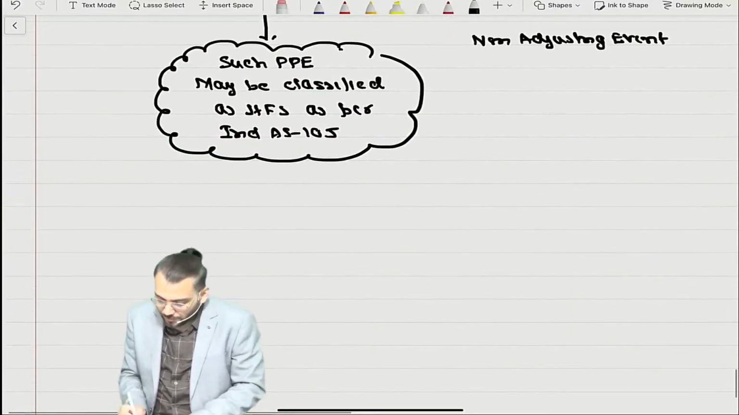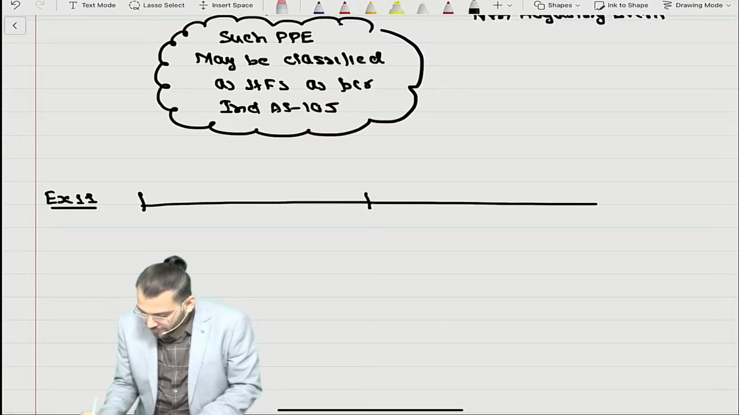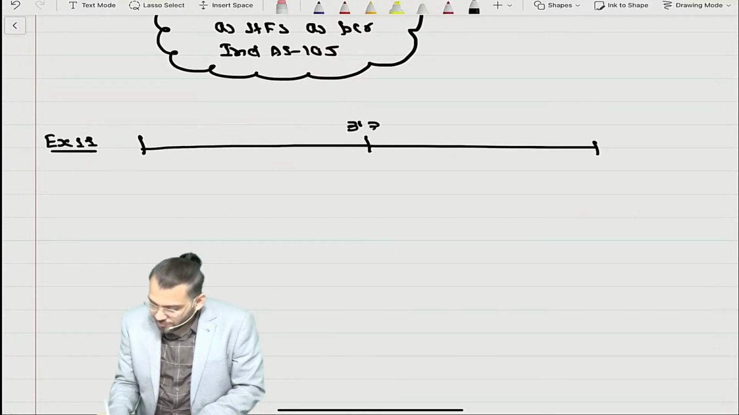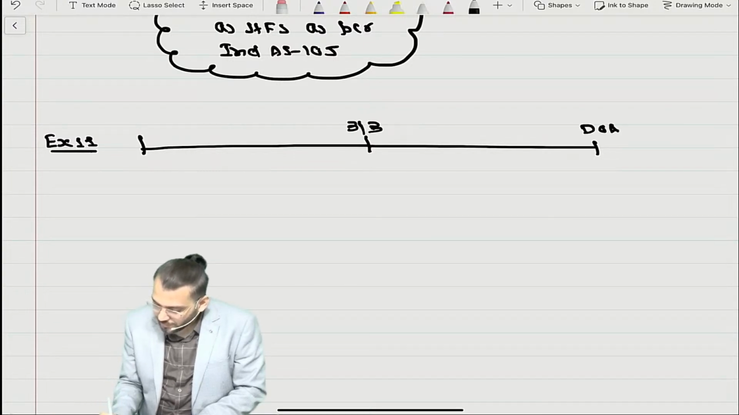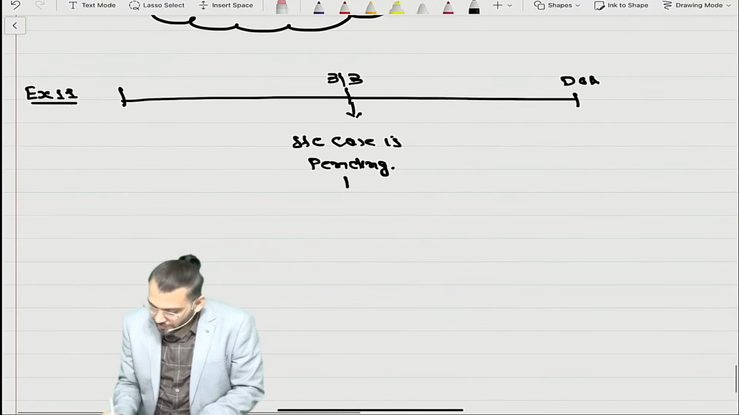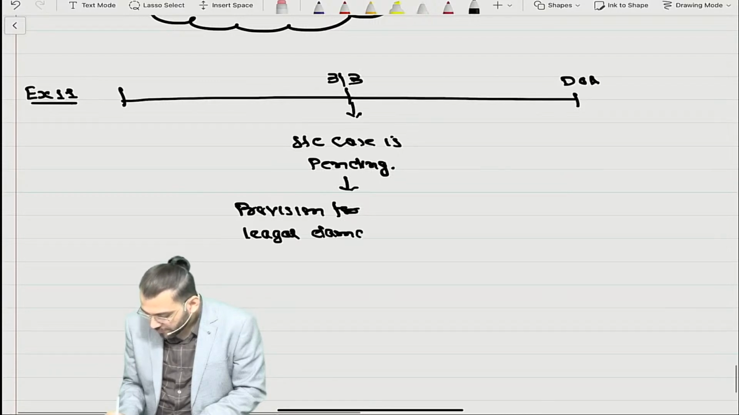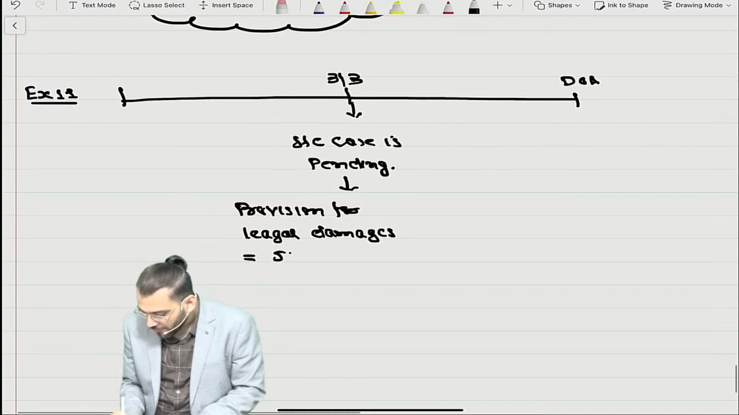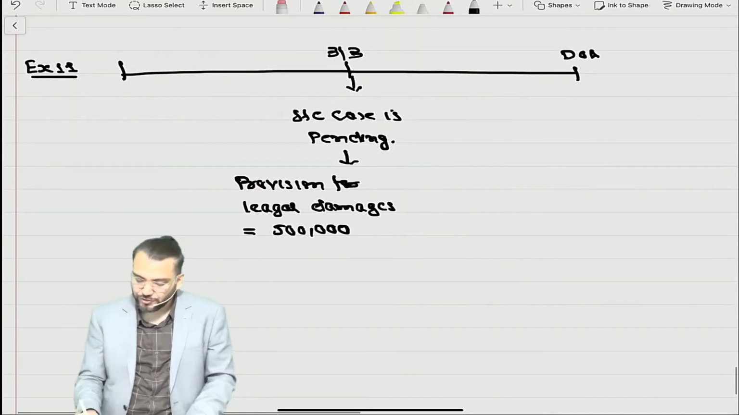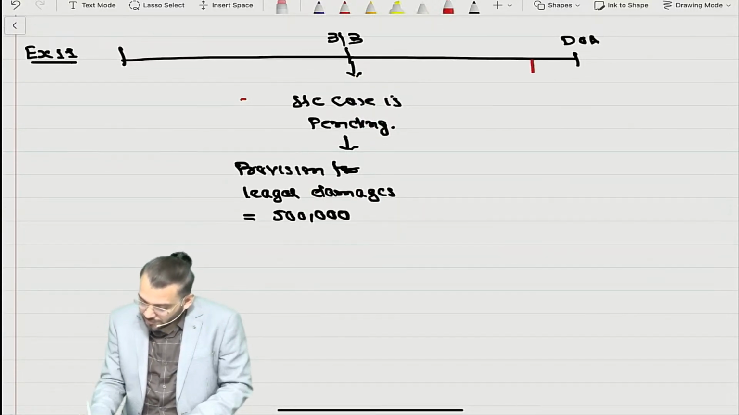Got it? Come to example number 7. Some more examples. On 31st March, the date of approval, suppose a High Court case is pending. Based on Ind AS 37, you have created a provision for legal damages equal to 5 lakh. It means you have already created a provision for legal damages. Understood? Correct?